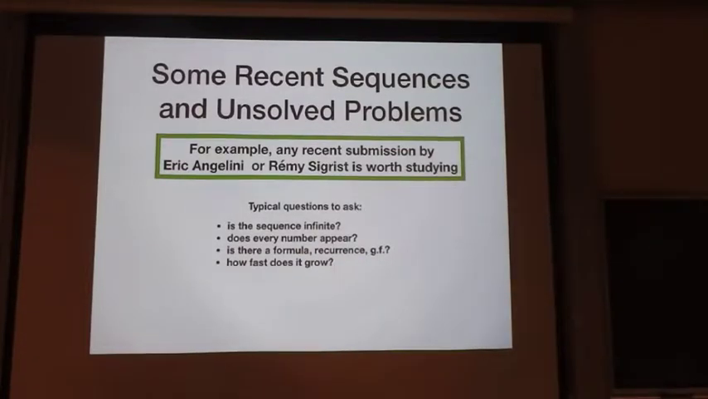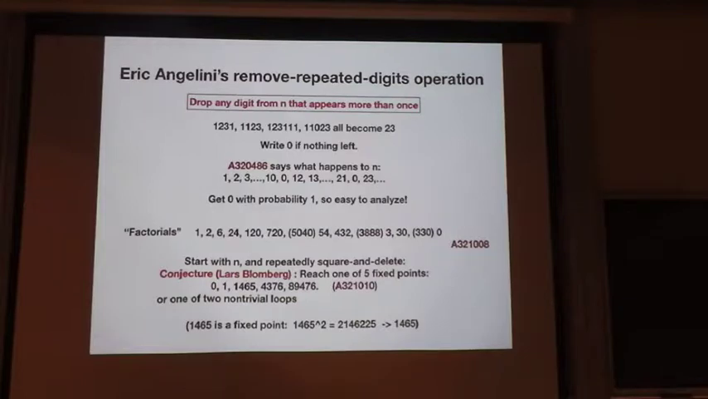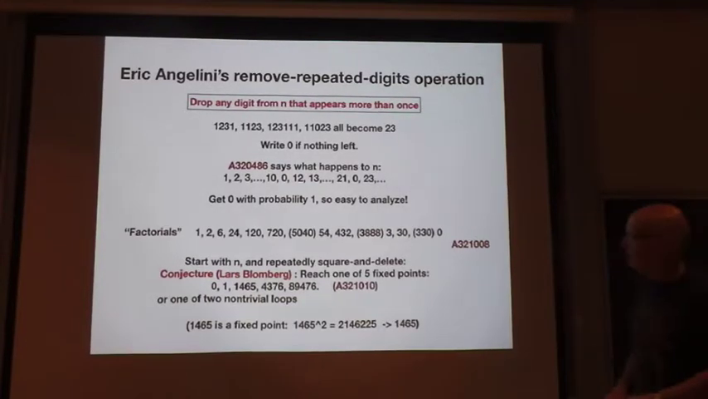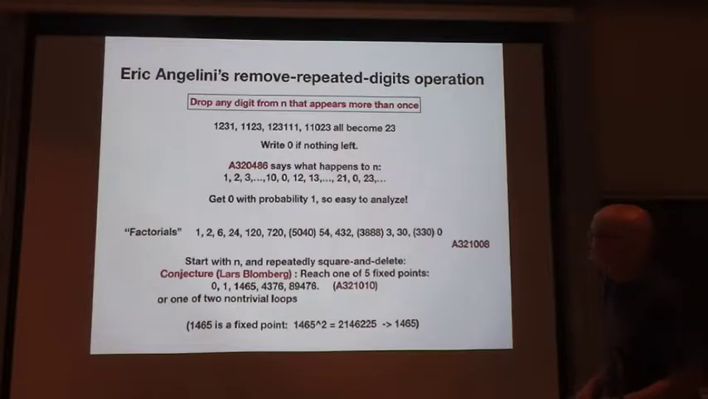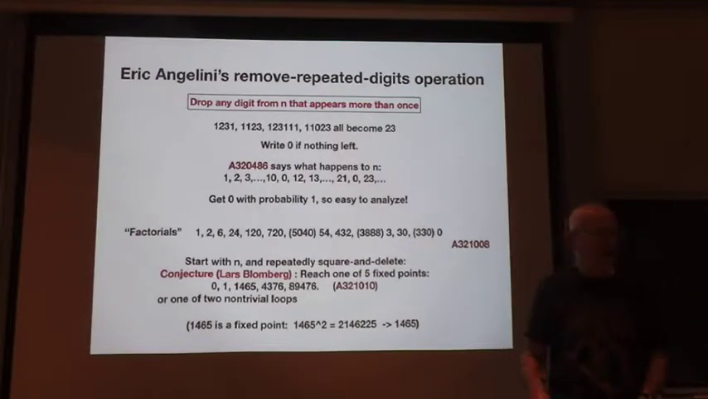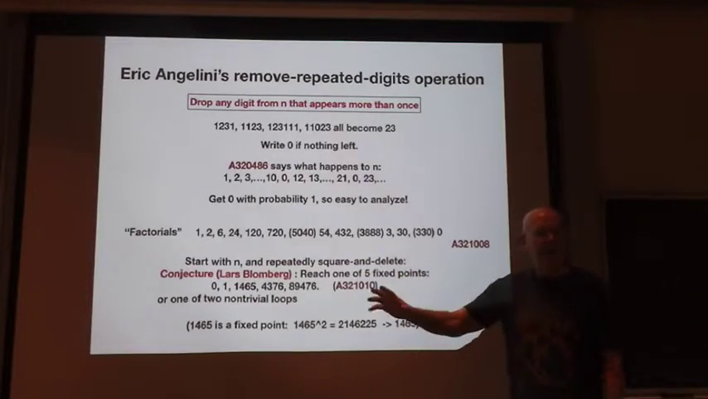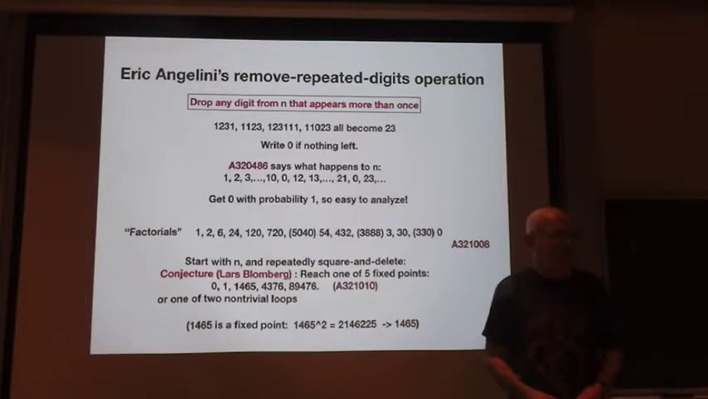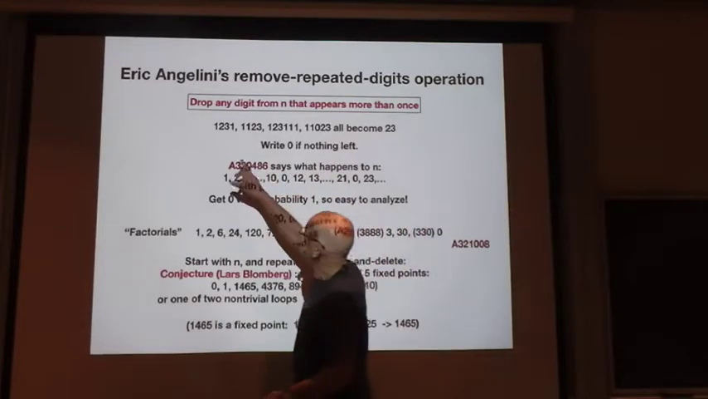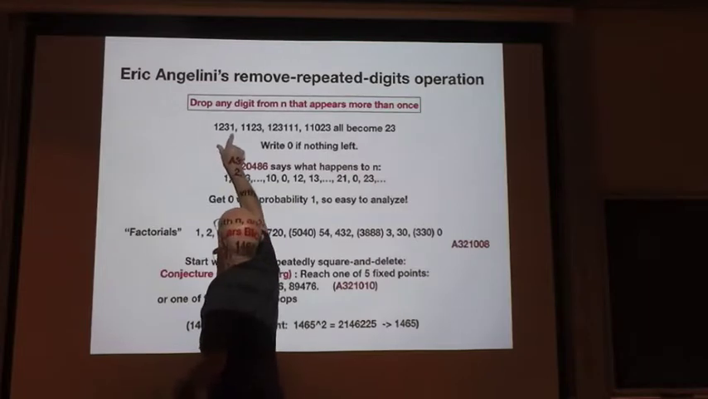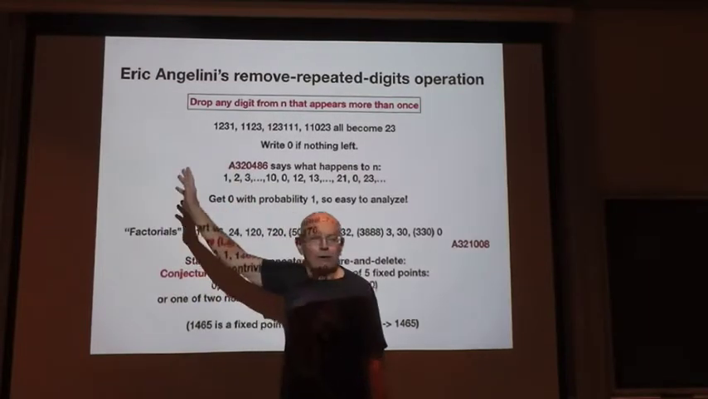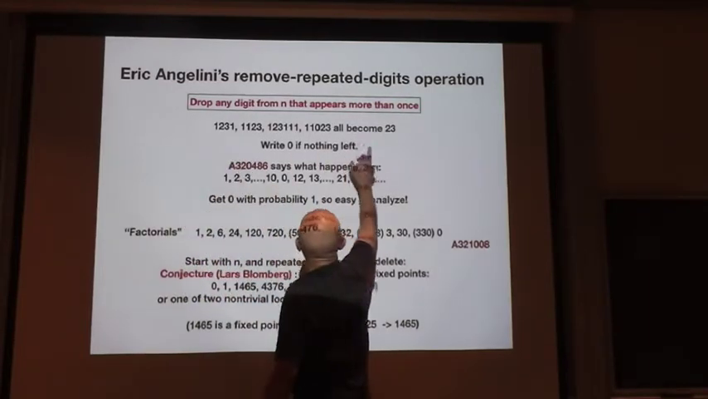And so on. For instance, Eric Angelini defined an operation. He throws out any digit that appears more than once. So if you start with 1, 2, 3, 1, 1 appears twice. So you throw out the ones, and it becomes 23.